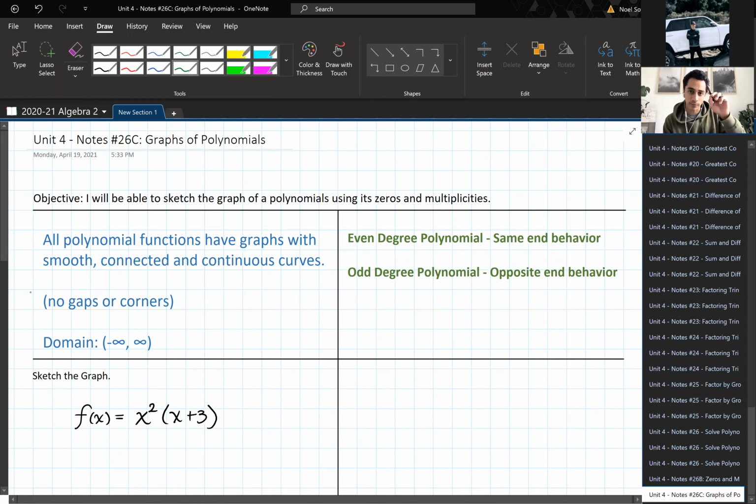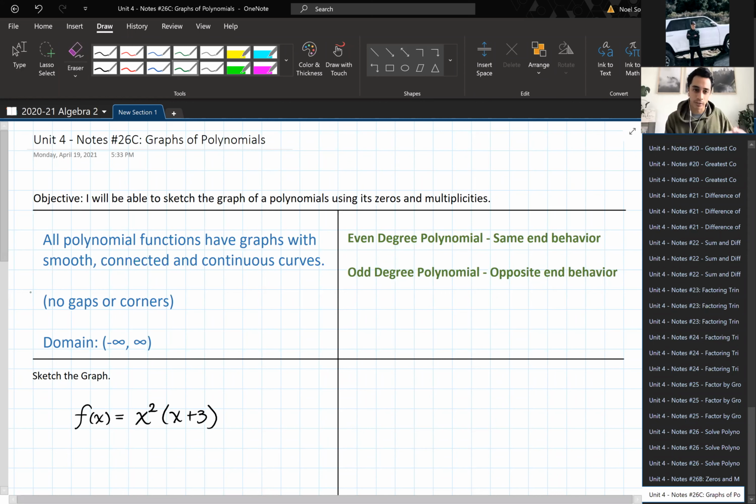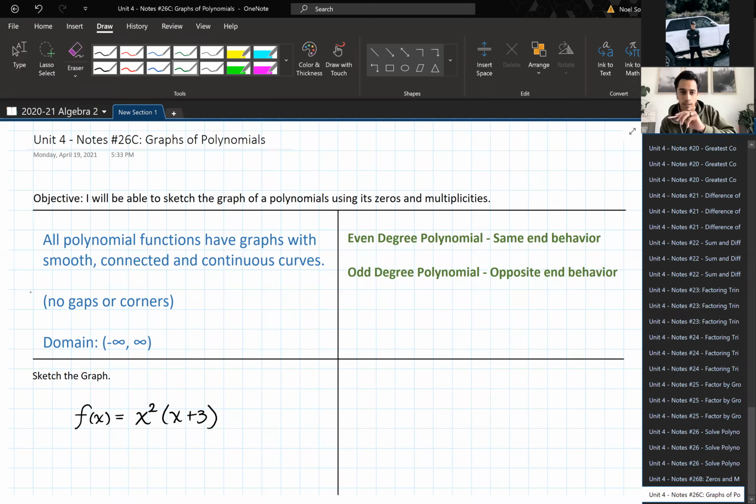So there's no rough corner, the way an absolute value function has that real sharp V. That would be considered a corner. There's no gaps, meaning there's no jump in the function, right? So it's always smooth. One way to think about it is it's some sort of S shape most of the time, or a U shape, or a combination of both. But if you can draw it out without lifting your pencil, for the most part, it's probably a polynomial.